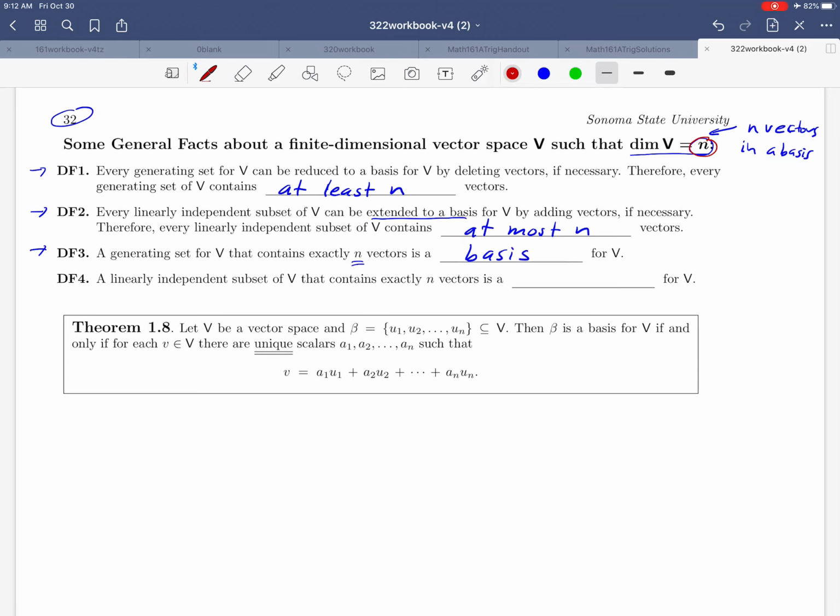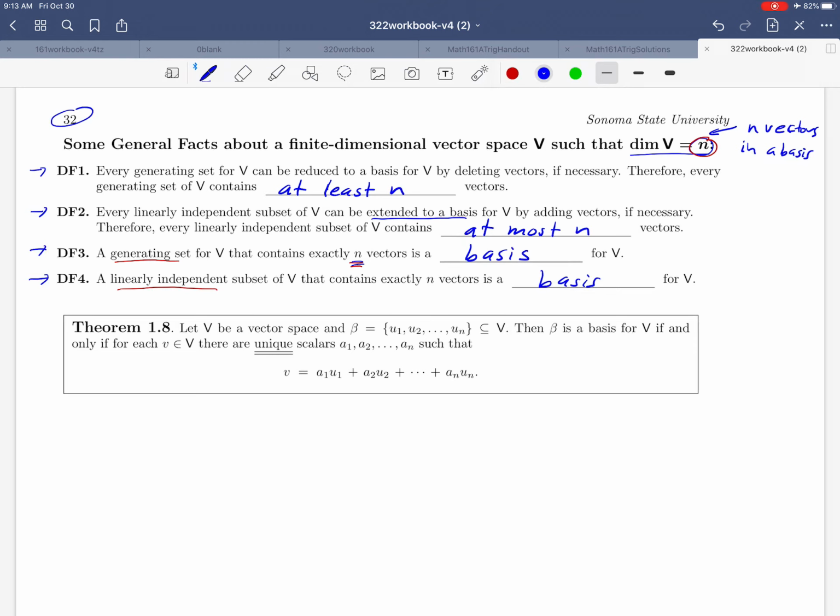Okay, well, what DF3 says is that if we only have one of those properties, we know that it's a generating set, but it happens to contain the right number of vectors, this magic number n, then it's a basis. It has the other property automatically. It's also linearly independent. And then DF4 is similar. It says that if we start with just the property that our set is linearly independent and it also has exactly n vectors, that's enough to say that it's a basis.